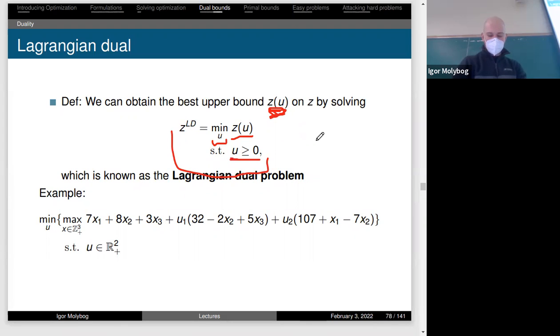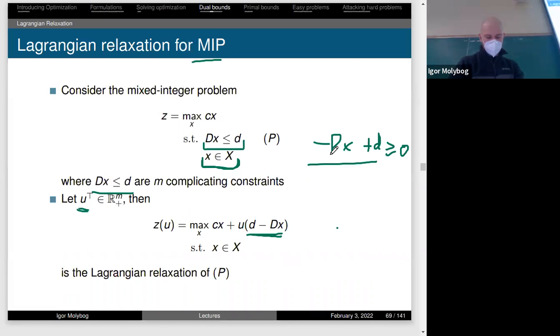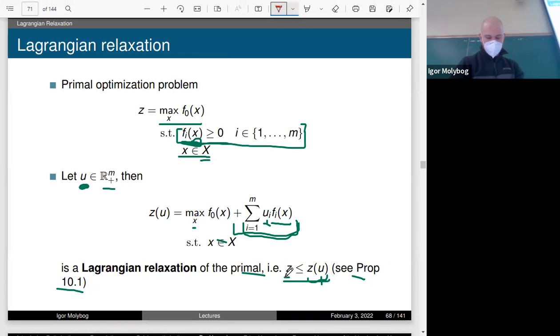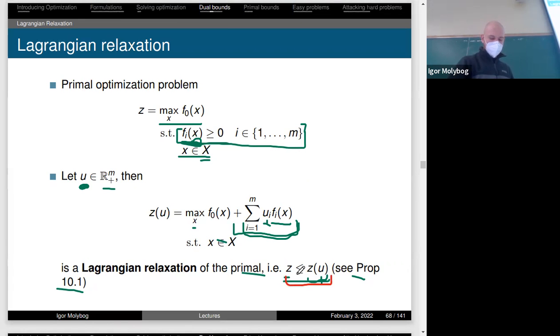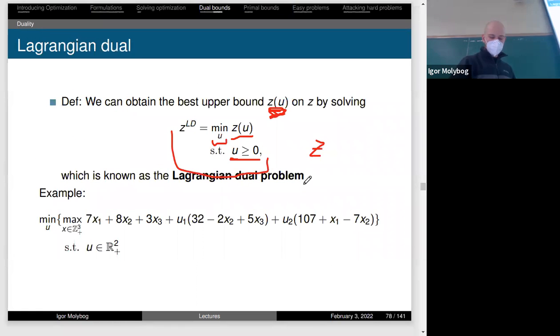And indeed, for any U, you remember there was an inequality that was making a relation between Z and ZU. Right here, we have mentioned that Z is always less than or equal to ZU. Therefore, for every feasible solution, for every U, the value of the objective function will be greater than or equal to Z of interest. Therefore, the Lagrangian dual problem is indeed a dual problem.